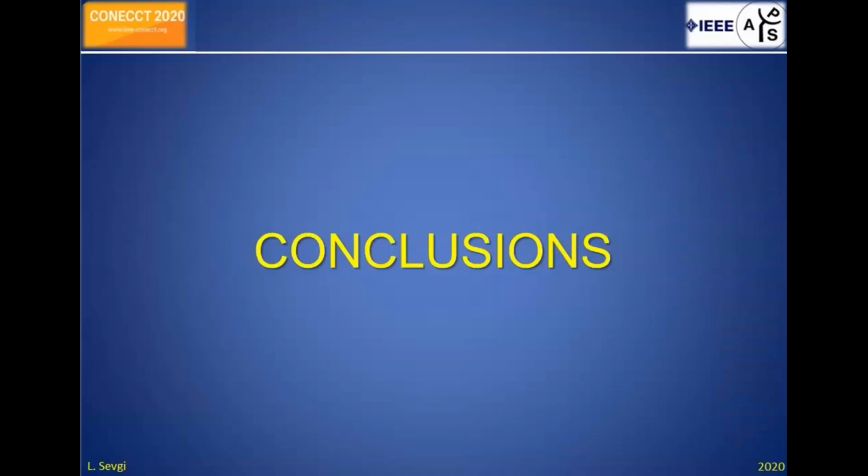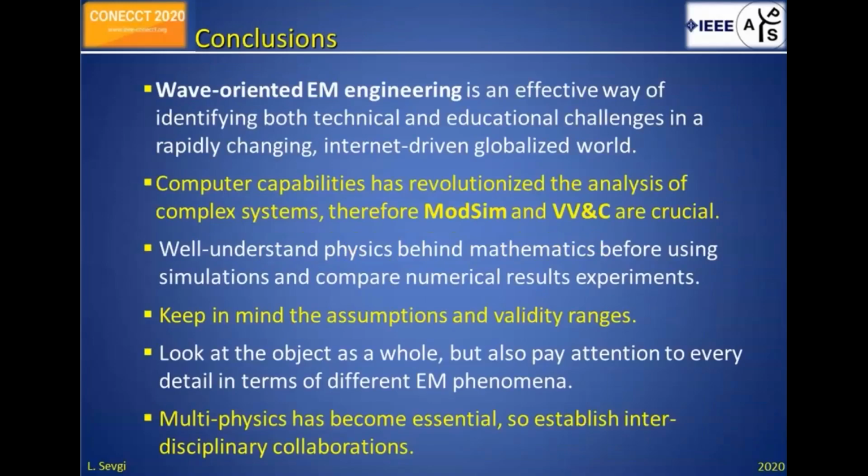And now the conclusions. Wave-oriented electromagnetic engineering is an effective way of identifying both technical and educational challenges in a rapidly changing, internet-driven, globalized world. So computer capabilities have revolutionized the analysis of complex systems. Therefore, modeling and simulation, and validation, verification, and calibration have become crucial. Engineers need to well understand the physics behind mathematics before using simulations and compare numerical results with experimentation. Always keep in mind the assumptions and validity ranges.